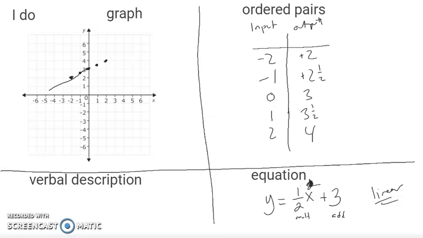I could have done numbers below, I could have done numbers more, so I'm going to go ahead and extend it. Linear graph, I multiplied and I added. As long as you just add, subtract, multiply, or divide, you end up with a linear graph.